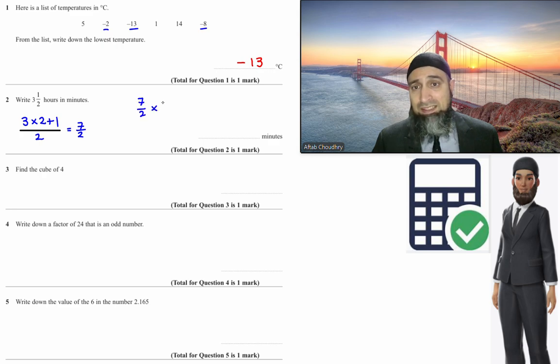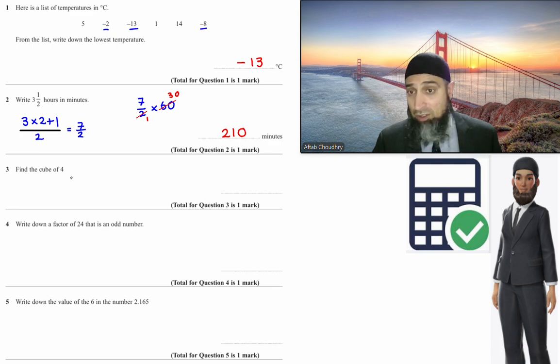multiplied by 60. To make our life a little bit easier, we can divide by 2 over here. I could divide by 2 over here as well. And then what you'll be left with over here, that will be a 1, that will be a 30. And then you end up getting 7 times 30, which will give you a final answer of 210 minutes. Because 7 times 3 is 21. Add on the 0, so that's 210 minutes.